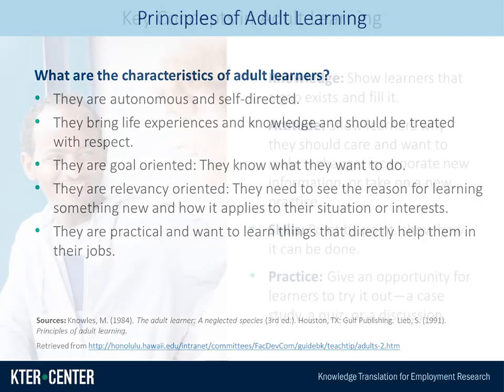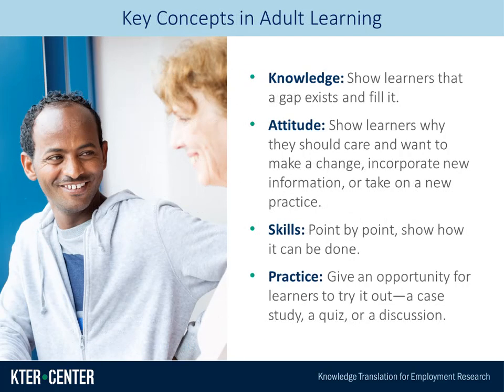Knowledge, attitude, skills, and practice are common concepts that are evaluated when looking at effective learning. Each plays an important role in addressing the needs of adult learners. The first is knowledge. Help learners identify a gap in what they know or do.